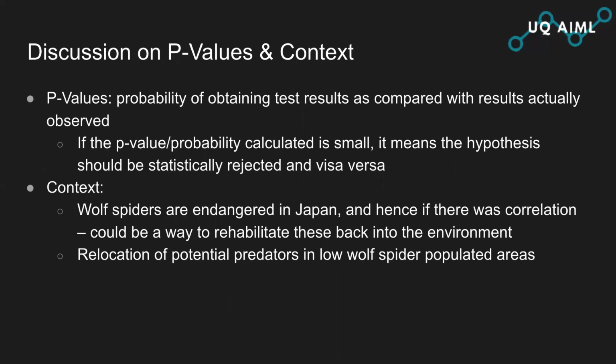Because it's so small, this hypothesis should be statistically rejected, but I think this data is still relevant because of the context. Even if this data wasn't proving that there is variation based on these kinds of events in the sand grain size, it's still important to reflect on, because as these spiders specifically in Japan are endangered, it would be a great way to fix that problem if there was more correlation. So that's the example, that's the reasoning.